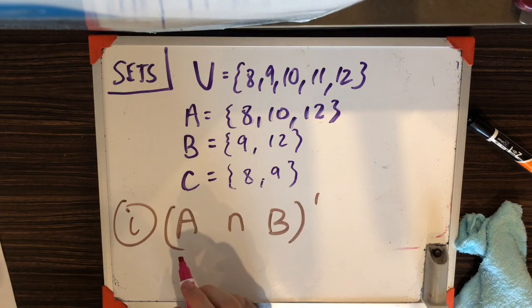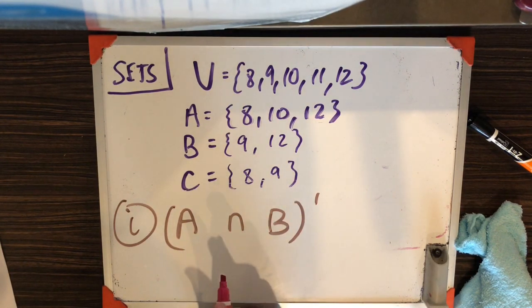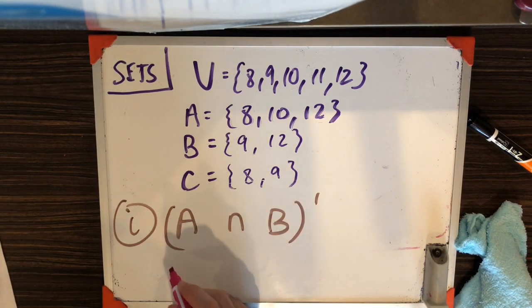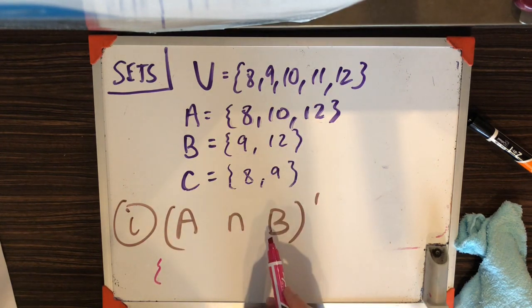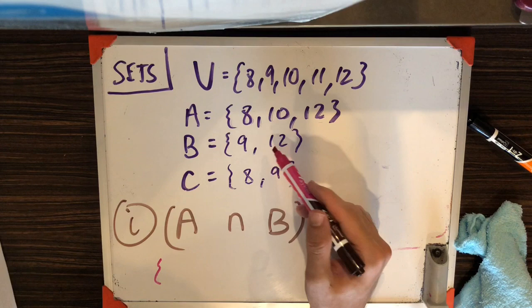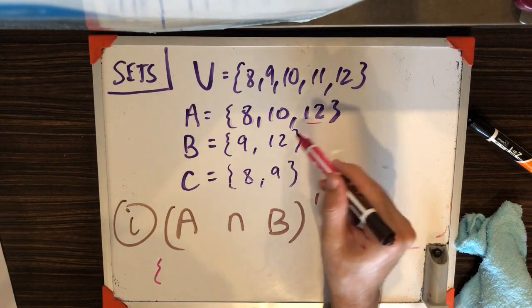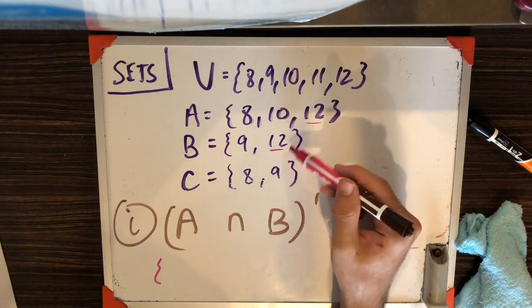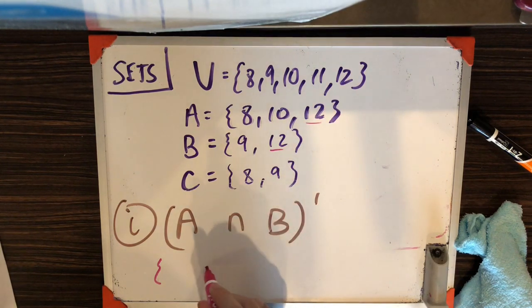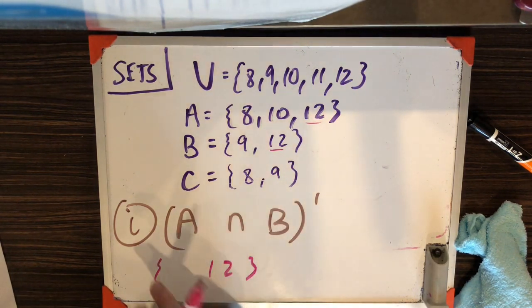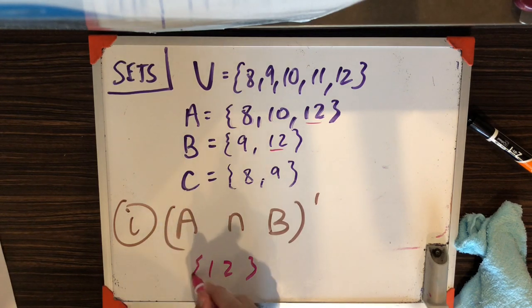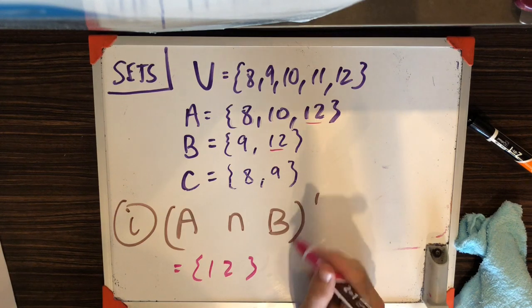So I, again, do this one step at a time. So A ends up being 8, 10, and 12. Intersection B, well, that's just 9 and 12. What do they share in common? That would be 12 and 12, right? A intersection B, 12 and 12. So all this is 12, sorry, 12.